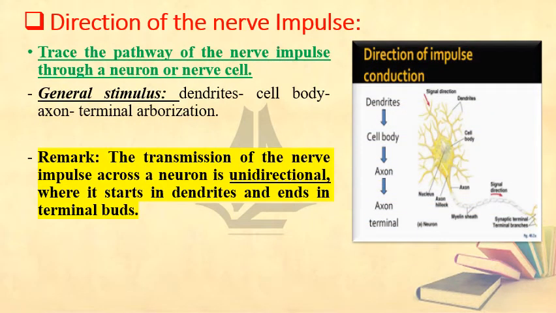How does the nerve impulse move? Its direction takes place in one direction. It is considered unidirectional, where it starts in the dendrites. From the dendrites, the signals enter into the cell body, and from the cell body they are taken away into the axon to reach the terminal arborization in order to transmit them into another neuron. So can we consider that the nerve message moves in one direction? Of course, yes. For that reason, we say that the direction of the nerve impulse is unidirectional.